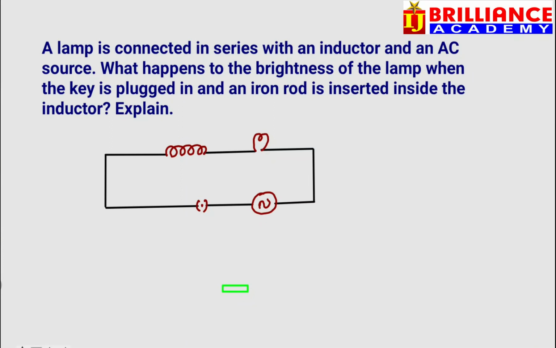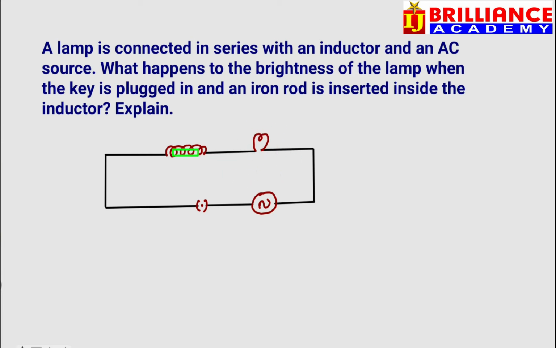Dear students, in this video we are going to discuss an easy question. Let me read the question. A lamp is connected in series with an inductor and an AC source. What happens to the brightness of the lamp when the key is plugged in and an iron rod is inserted like this? What will happen to the brightness of the lamp?